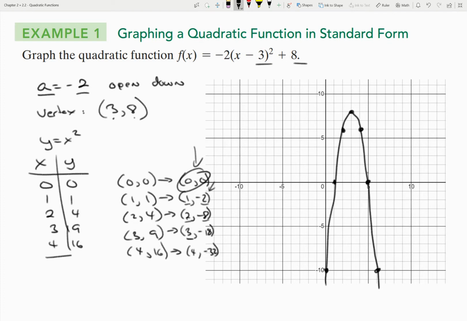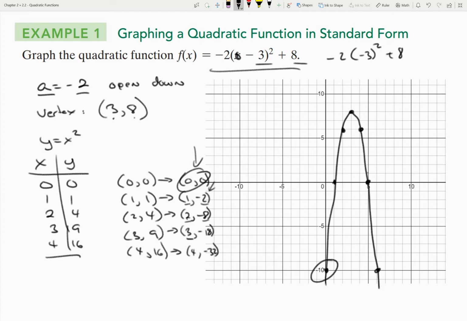Instead of doing a table like this, we can make a table with my original equation, right? If I plugged in 0 here, it would be negative 2 times negative 3 squared plus 8. Well, negative 3 squared is positive 9 times 2 is 18, negative 18 plus 8, that's negative 10. Hey, look at that, negative 10.